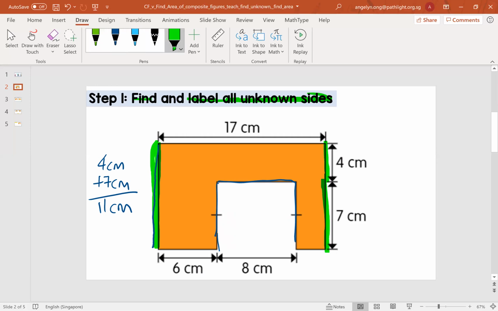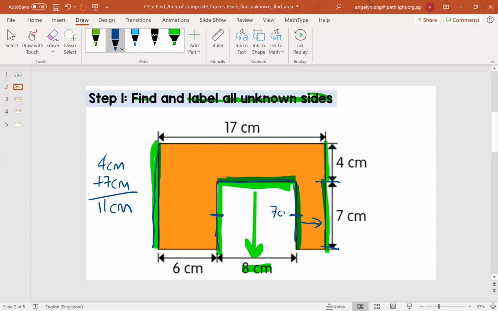Okay, so the one on top here, actually it's already given, is 8 cm. Now how about these two? They are exactly the same length because it's indicated here that they are the same length. And now I look to the right and I can see that it's actually 7 cm. So this is 7 cm and this is also 7 cm. Okay, so we're done with step 1 and now we can move on to step 2.